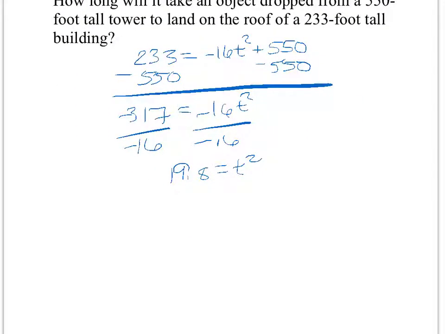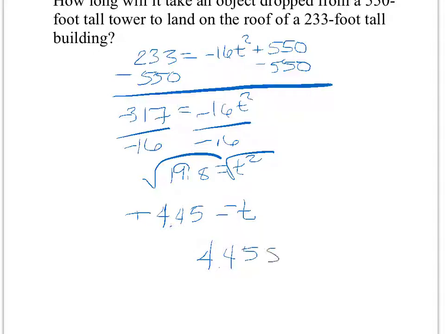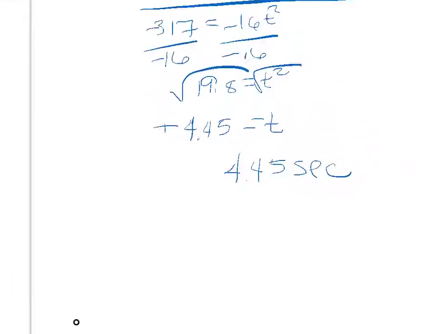So then I'm going to square root both sides. Remember, when you square root both sides, you need a plus or minus. So I'm going to look for the square root of 19.8. And that gives me 4.45. Again, you can't go back in time. So this negative I can get rid of, in fact. And then I should actually answer it. So it's going to take 4.45 seconds. All right, those are your word problems. Good luck.